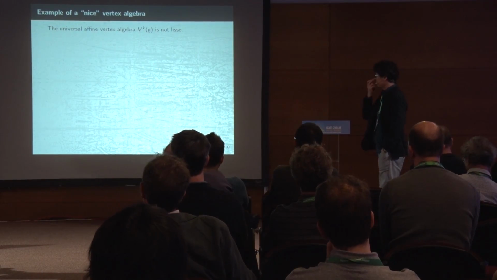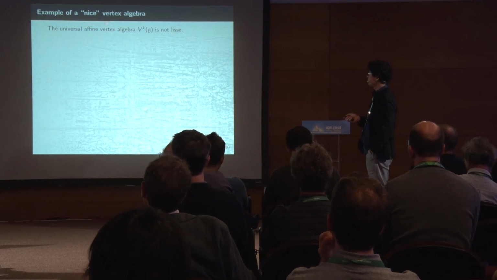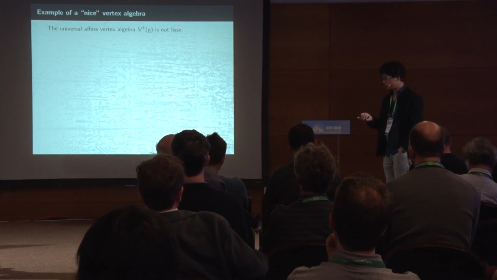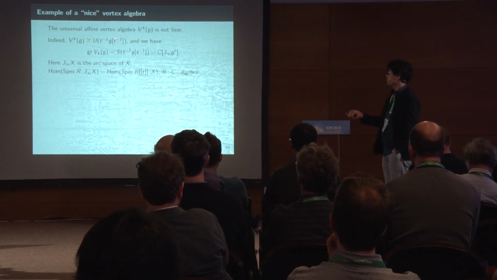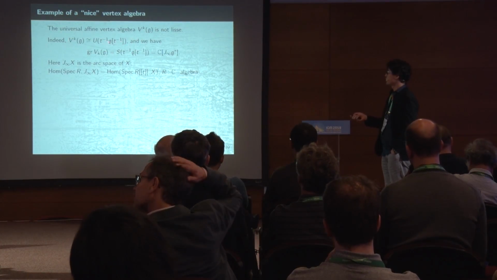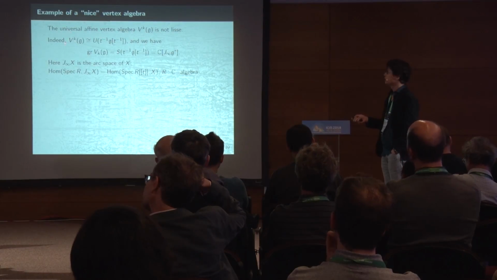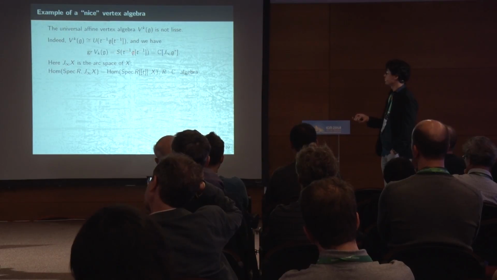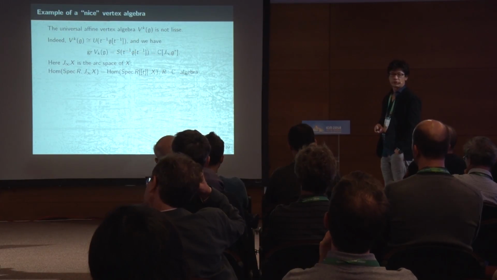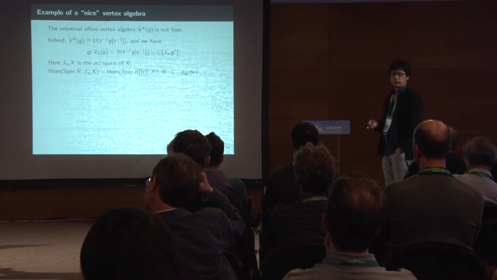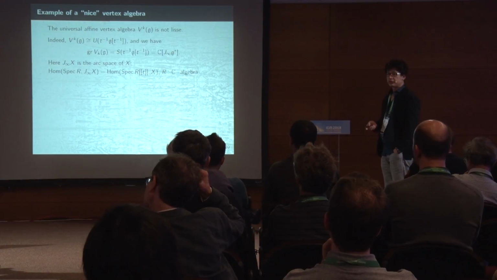Okay, let me show you an example of a nice vertex algebra. The universal affine vertex algebra is not this at all, because by definition it was an induced representation. So as a vector space, it has this size, and the filtration here is the same as the PBW filtration. So the ring is just a symmetric algebra of t^{-1}g[t^{-1}], which can be naturally identified with the functions on the arc space of g*, which is infinite dimensional. So this is not this at all.